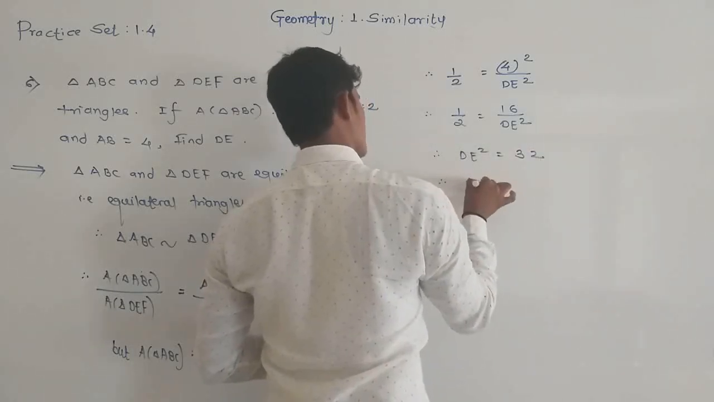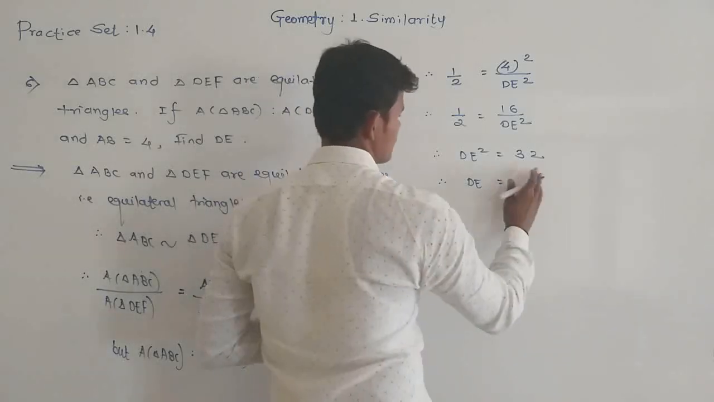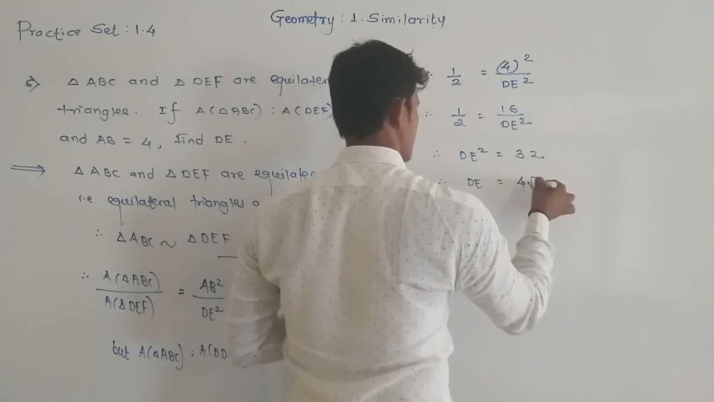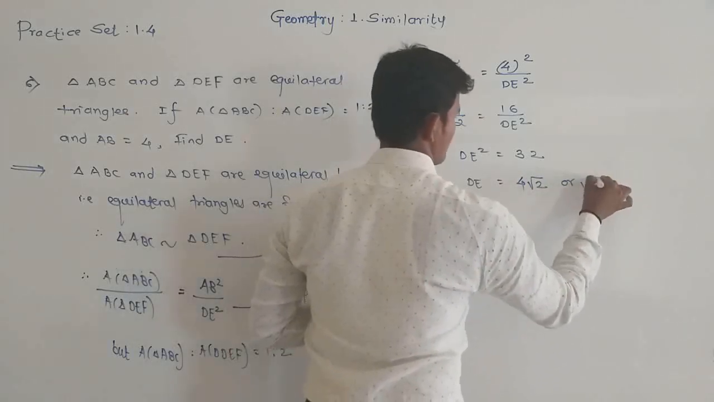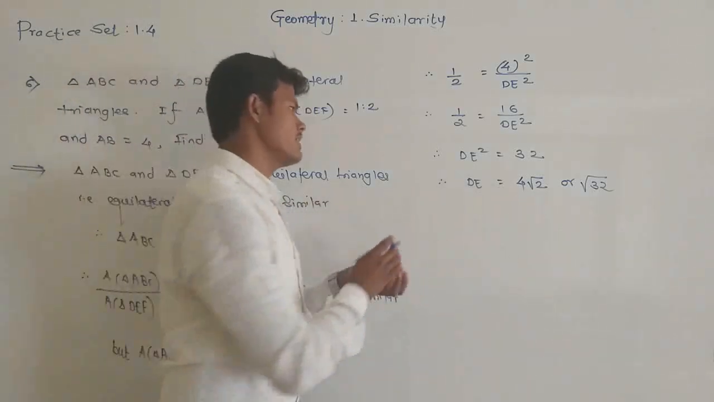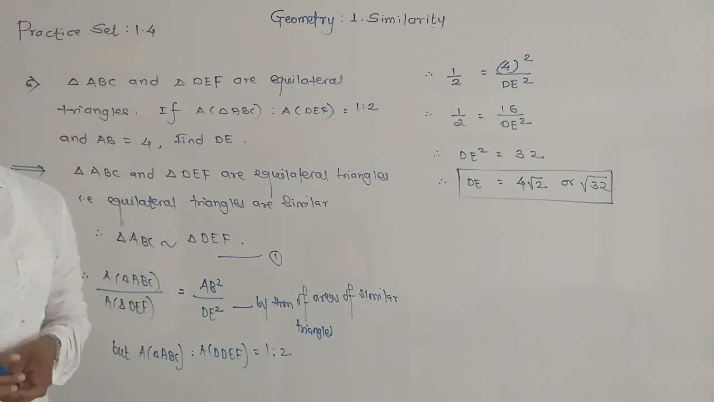So the length of DE, taking square root on both sides, the square root of 32 is nothing but 4 under root 2, or under root 32 simply. So the length of DE is 4 under root 2 or under root 32.